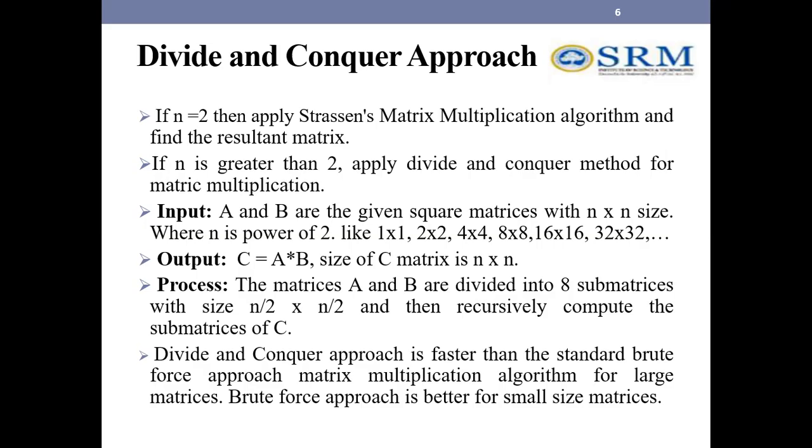This process is repeated recursively until we get the solution for the original matrix C. That is, we find the submatrices for C, then substitute the submatrices in C to get the final result of C. That is the process. And the divide and conquer approach is faster than the brute force approach.